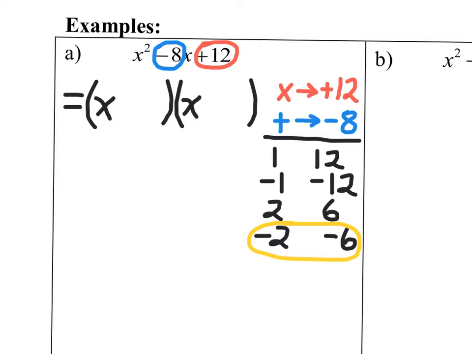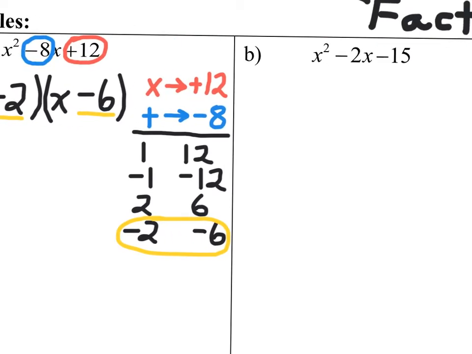So to factor my original expression, I have my two numbers that multiply to +12 and add to -8. I can simply plug those into my brackets. And you can check to make sure your factors are correct by expanding the brackets. You should end up with the original expression.